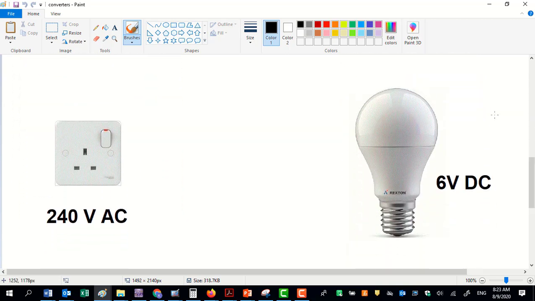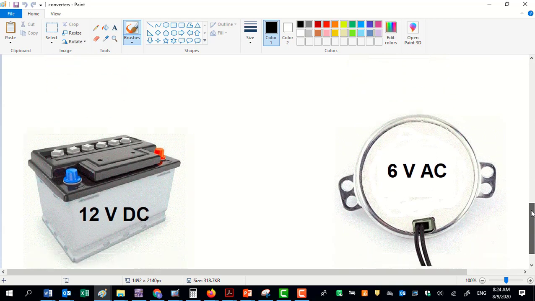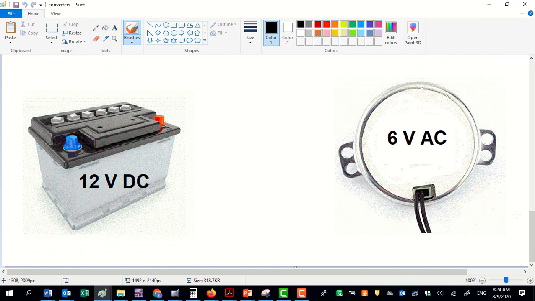A third example: when we have an AC power source and a DC load, to convert an AC voltage into DC, a rectifier is required. The last example: when we have a DC supply but the load is an AC load, to convert the DC supply into AC, we need an inverter.